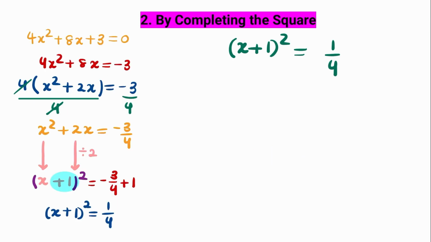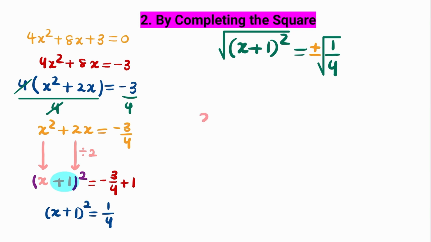And then after that, it is very simple. We just have to solve the equation and find the values of x. We have to take square roots from both sides in order to get rid of the square sign right here. But remember, in the right hand side, we have to put a plus or minus sign, because square roots can be either positive or negative.